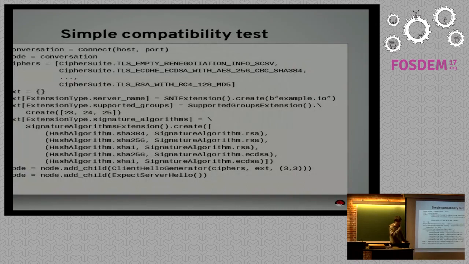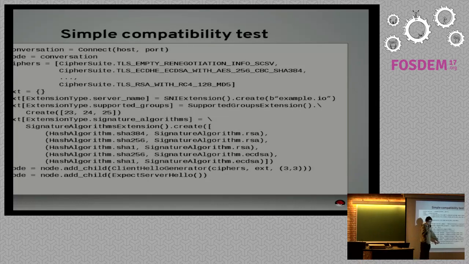So if we want to do that, we basically need to tell the fuzzer first where to connect, which host, which port, which kind of ciphers to advertise and in which order, what kind of extensions to send. So we can send the SNI, so this is the virtual host support. We can do also supported groups, so this will be for elliptic curve Diffie-Hellman, and signature algorithms that are for TLS 1.2. And finally, we tell it to generate the client hello with those values and 3.3, which means TLS 1.2 on the wire.